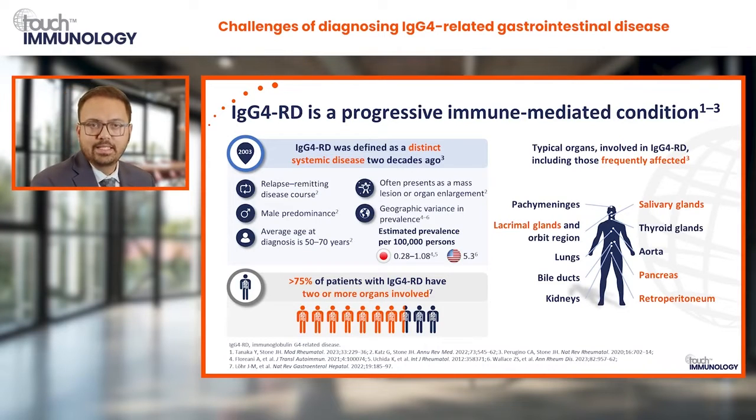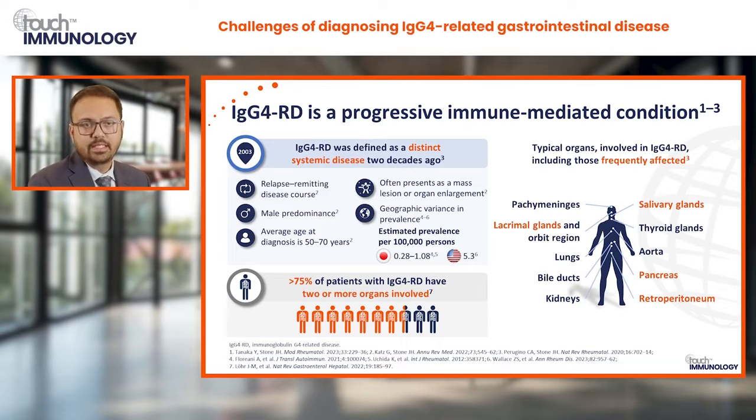So IgG4-related disease is a progressive immune-mediated condition. This was defined a couple of decades ago, and it's a multi-system disease, so it's fairly common for patients with IgG4-related disease to have two or more organs involved at the time of initial clinical presentation. In terms of organs involved, it can essentially involve any organ in the human body, but commonly involves the salivary glands, the kidneys, blood vessels, and in the GI tract, the pancreas, the bile duct, the liver, and the retroperitoneum.